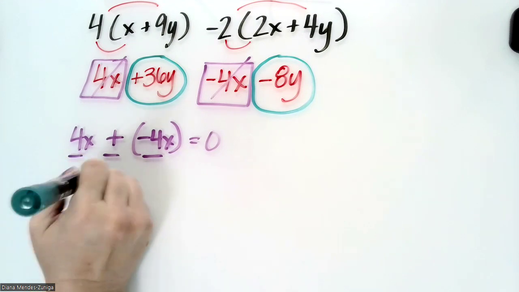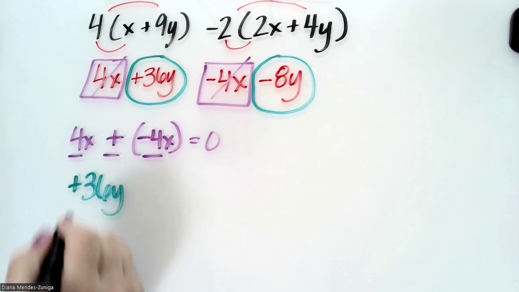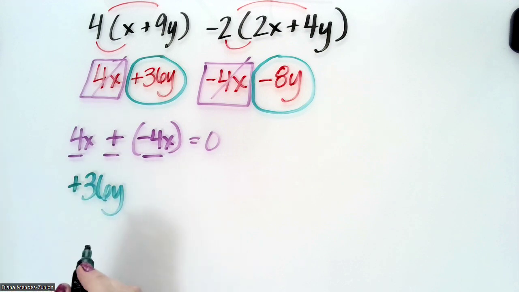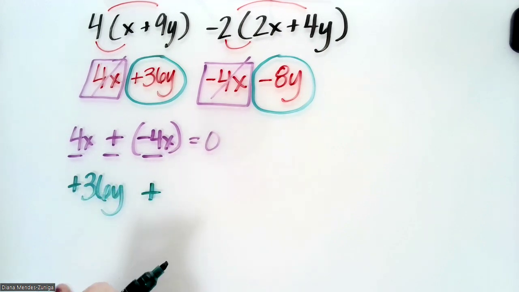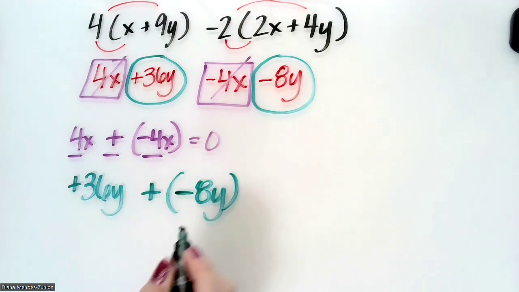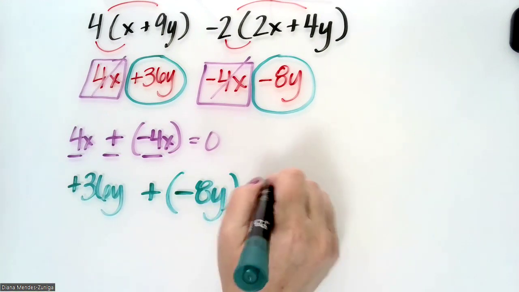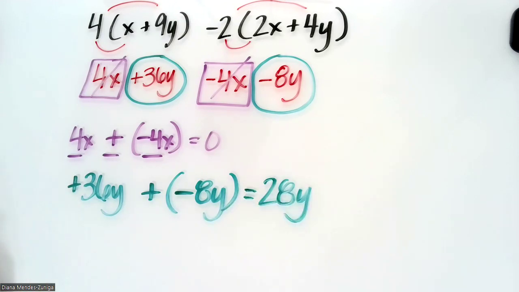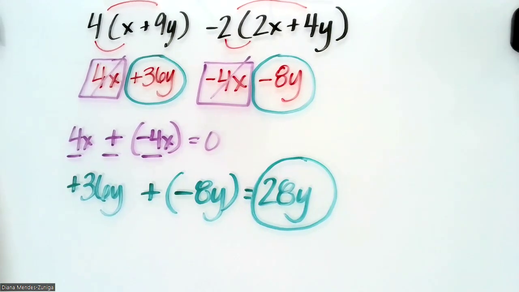Now we have 36y. Now, if you want to put the positive here, that's fine. If you don't want to put the positive, that's okay. Positive numbers don't have a sign to denote that they're positive, but negatives do. But that confuses some people. So if you need to put that positive there, that's perfectly fine. And then we have our plus sign here because remember, when we're combining, we're always adding. Then we're just going to bring down our negative 8y. So you put this into the calculator as 36 plus negative 8, and you would end up with 28y. So your answer here would be 28y. That's how you would solve number 9.